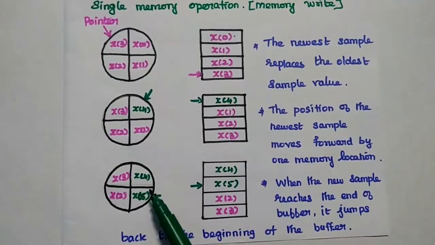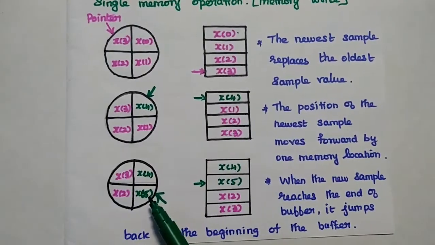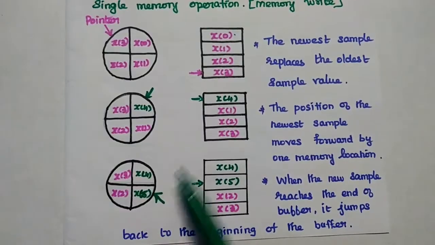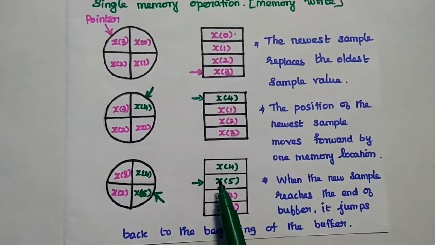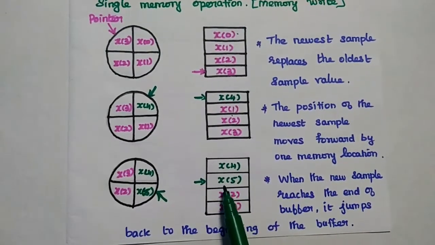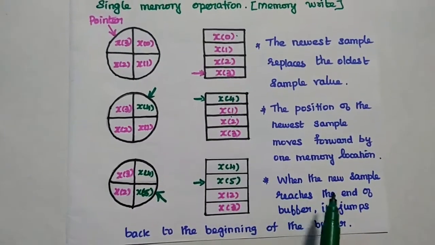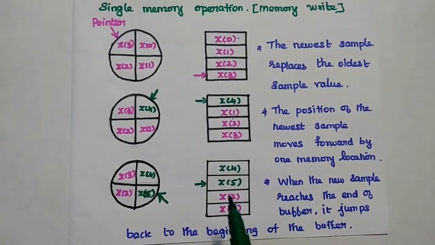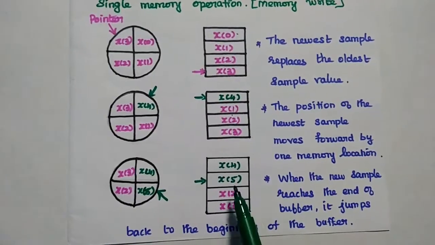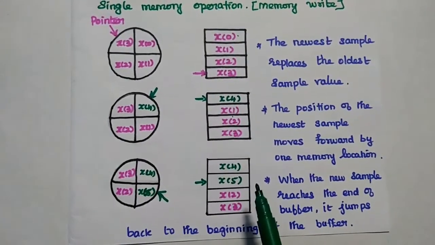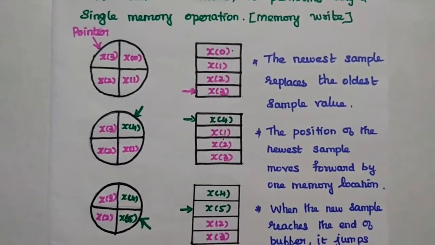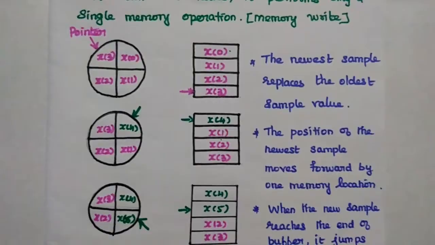Okay. If you want to add one more new data to that storage area, that is x of 5, it is going to replace the x of 1 value. That is the next oldest one. So next we are going to replace that x of 1 with this x of 5. When the new sample reaches the end of the buffer, it jumps back to the beginning of that buffer. This is the concept of circular buffering. Circular buffering is an efficient method of storing the input data in real-time applications.